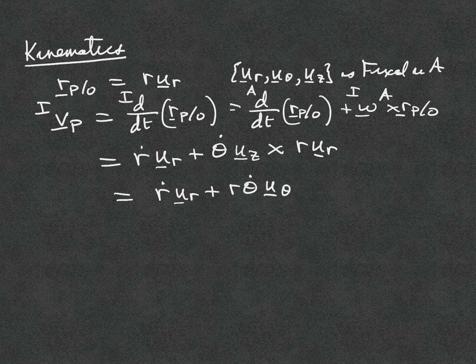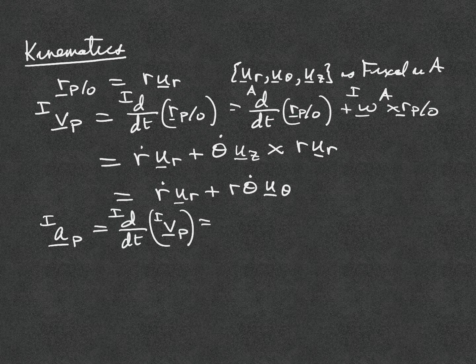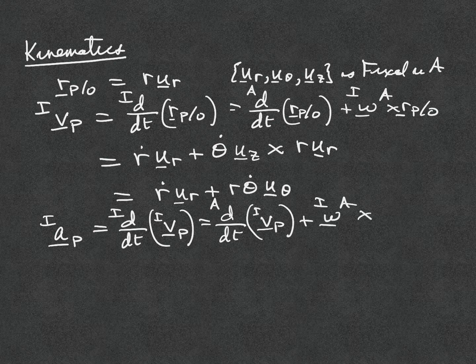Now, the next thing I'm going to do is compute the acceleration. So the acceleration of P in I is equal to the rate of change in I of the velocity of P in I. Now, that's equal to the rate of change in A of the velocity of P in I, plus the angular velocity of A in I crossed with the velocity of P in I. Again, we have to apply the transport theorem because the basis UR, U theta, UZ is not fixed in the inertial frame. It's fixed in this frame called A, and A rotates relative to the inertial frame.